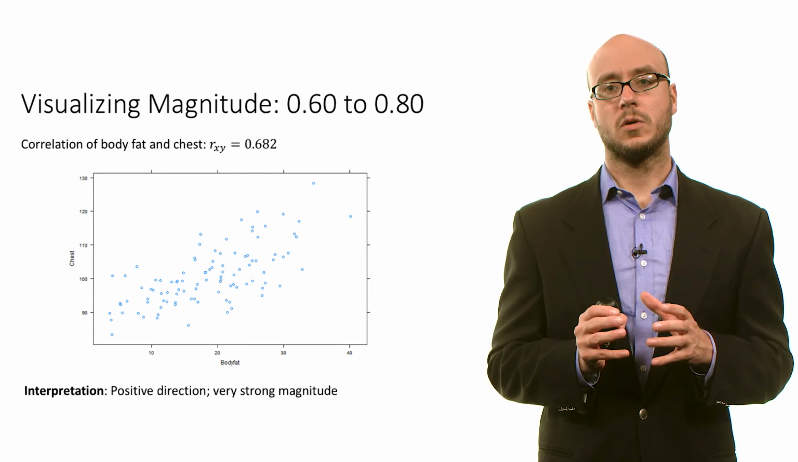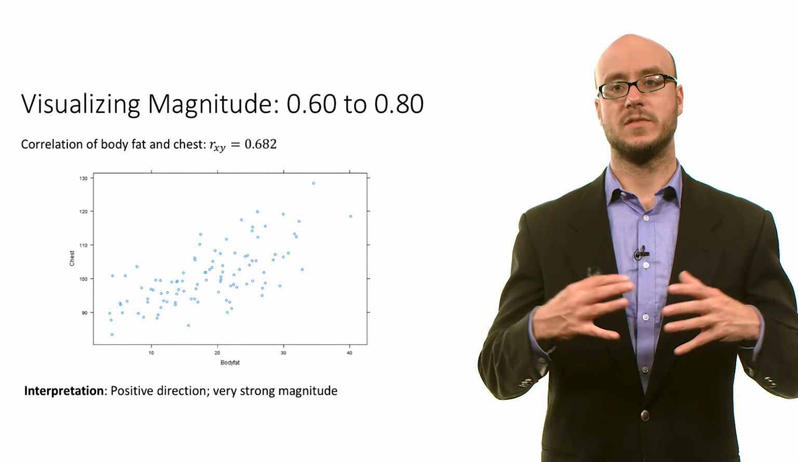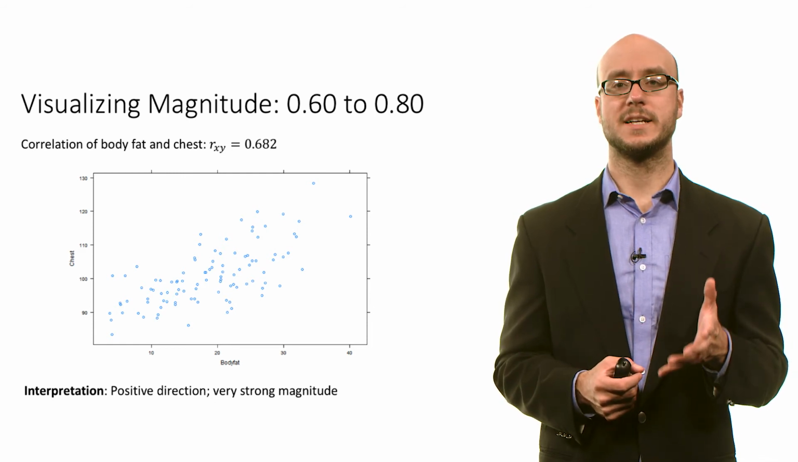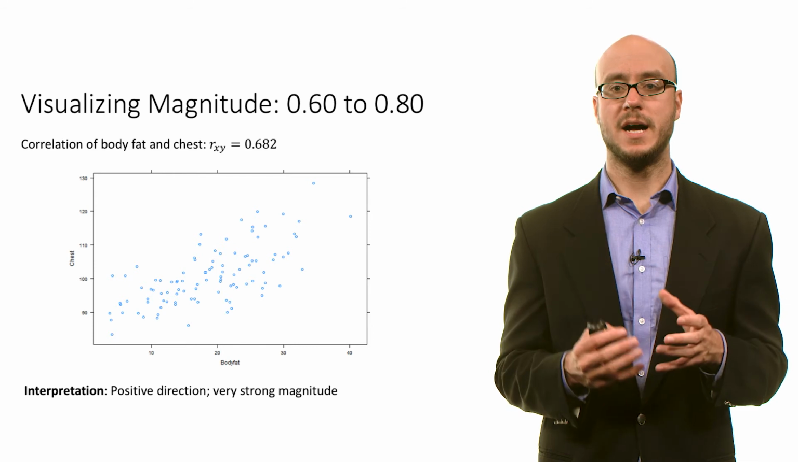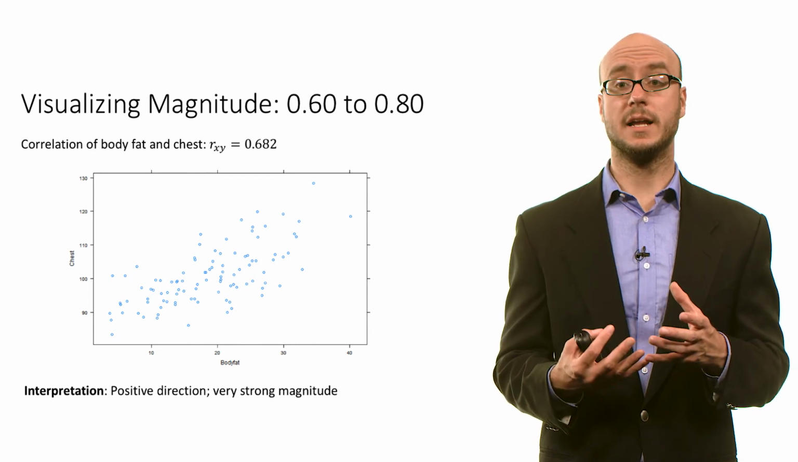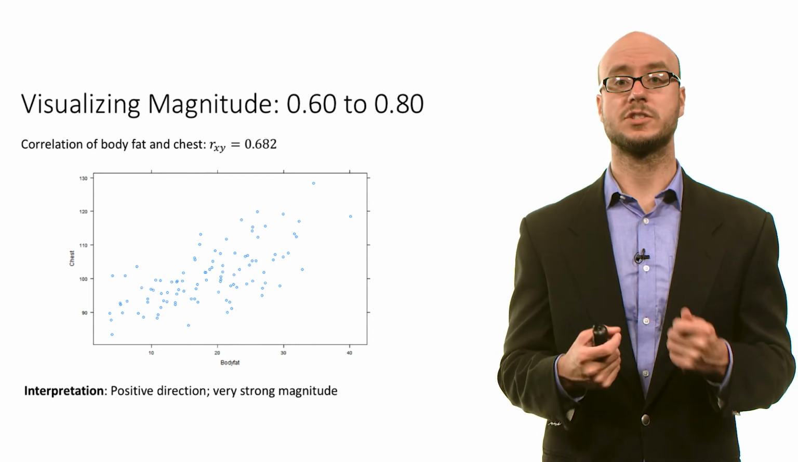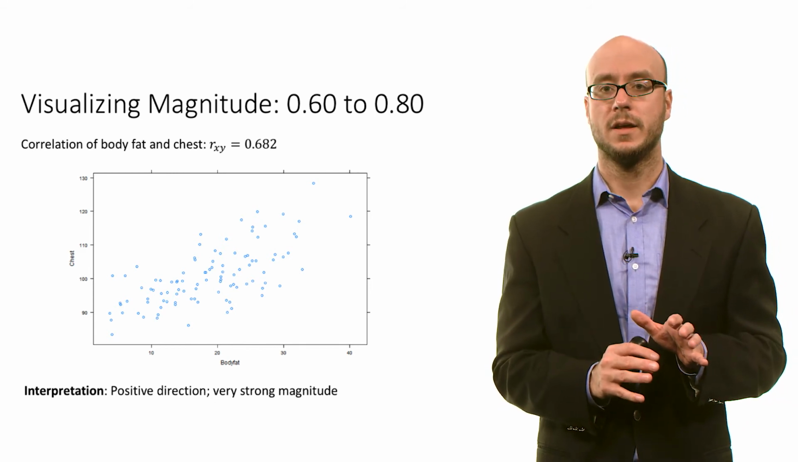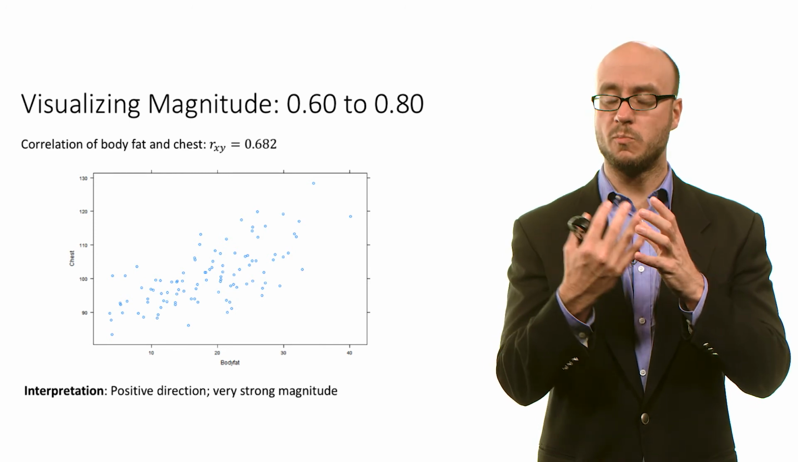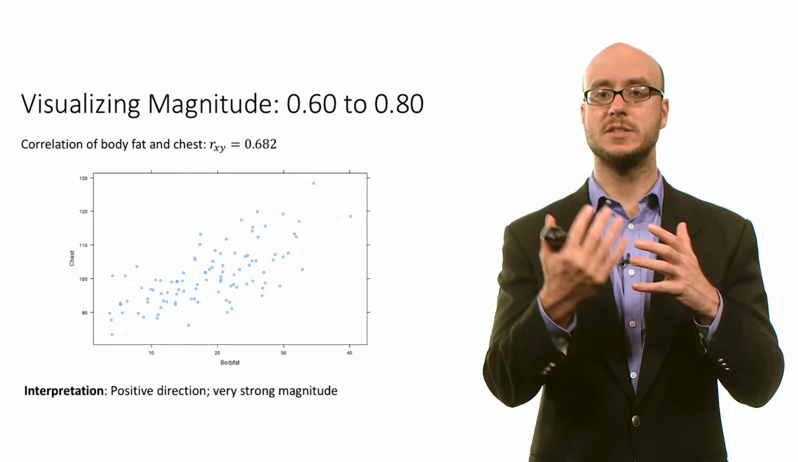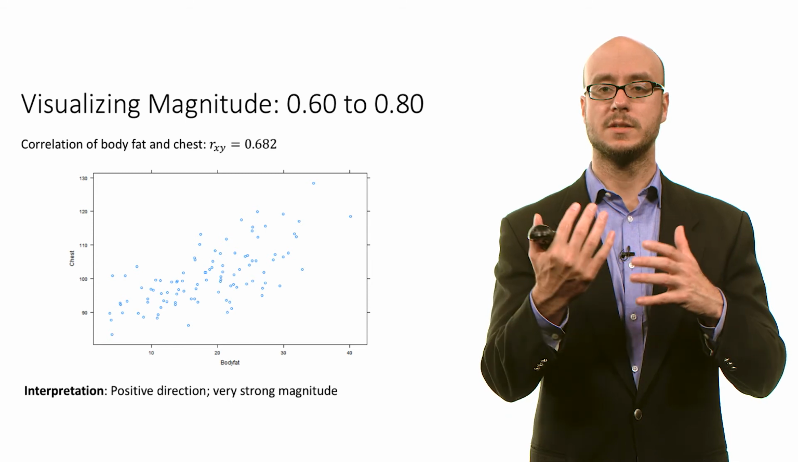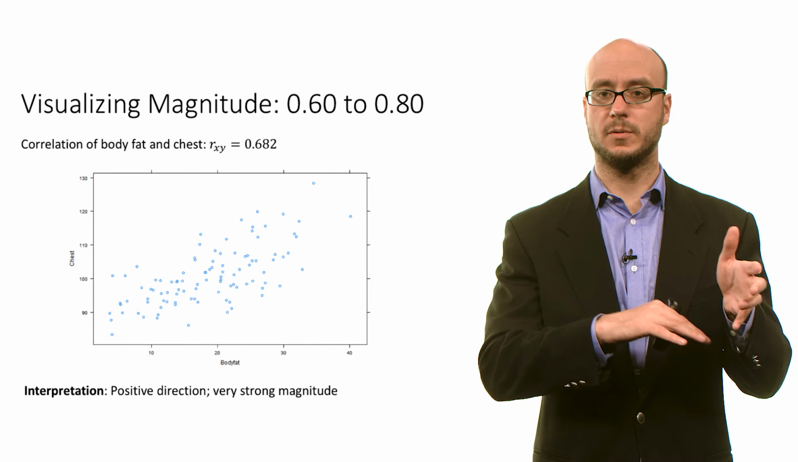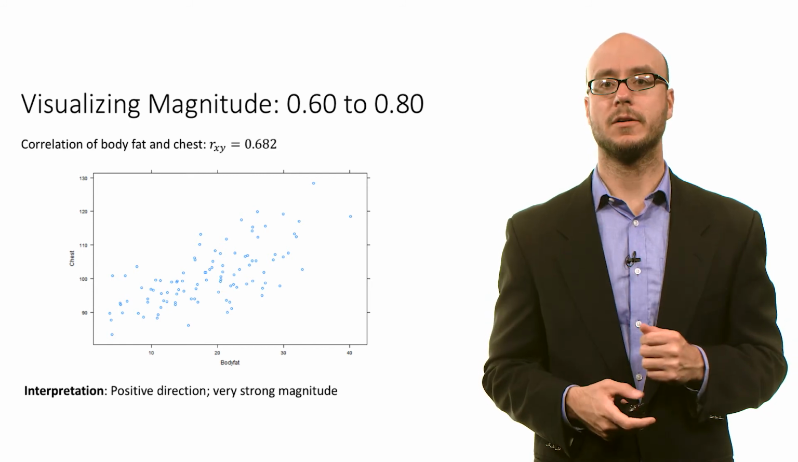If we calculate the correlation coefficient between body fat percentage and the size of one's chest in circumference, we get this value of 0.682. So this is a positive direction, and using the guidelines that we've just discussed, it's a very strong magnitude. And you can see, compared to the previous scatter plot, that there is a more obvious pattern in the data. You can see a greater clustering around some set of data from the lower left to the upper right. You can see this sort of pattern.